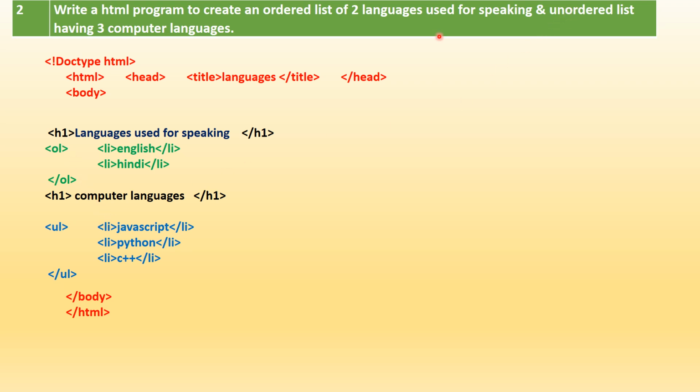Again, for unordered list, we have to make a list of 3 computer languages. So UL is used, it's a container tag. Here, I have given a heading for this and that is an H1 and 3 items I've given inside this. So you will get the marker. The marker will be small black circles or disk.